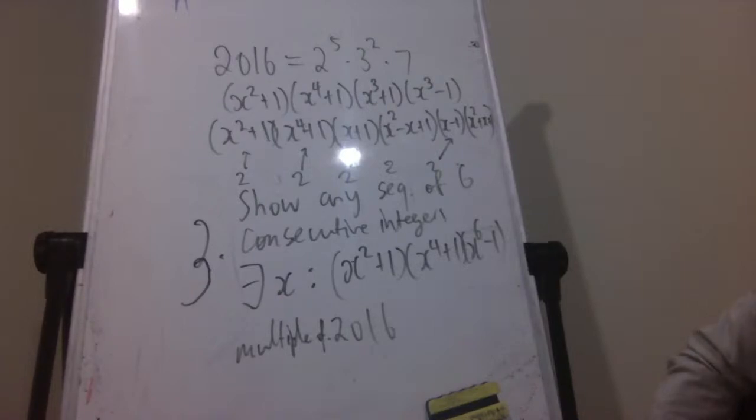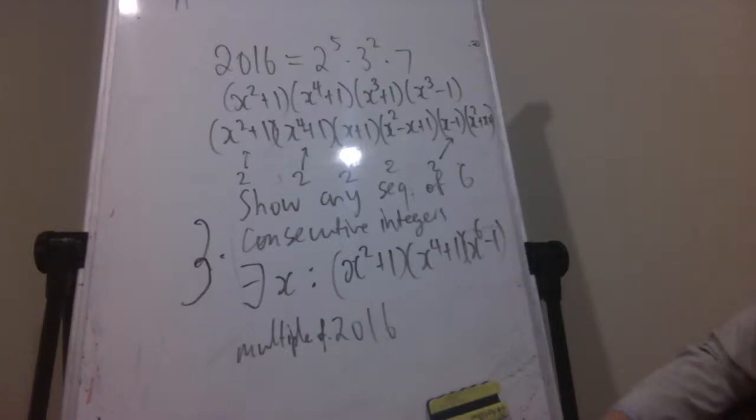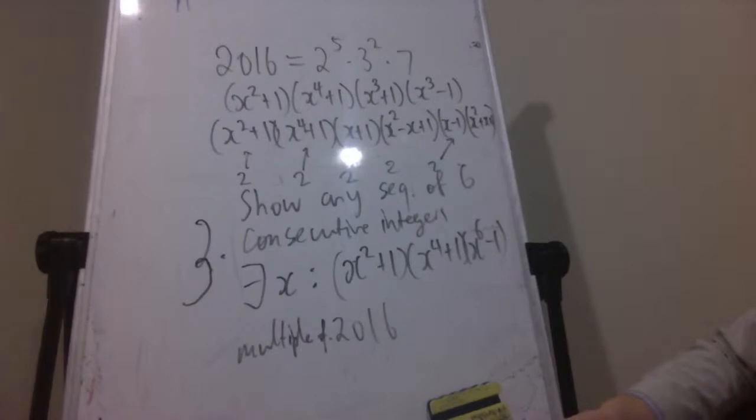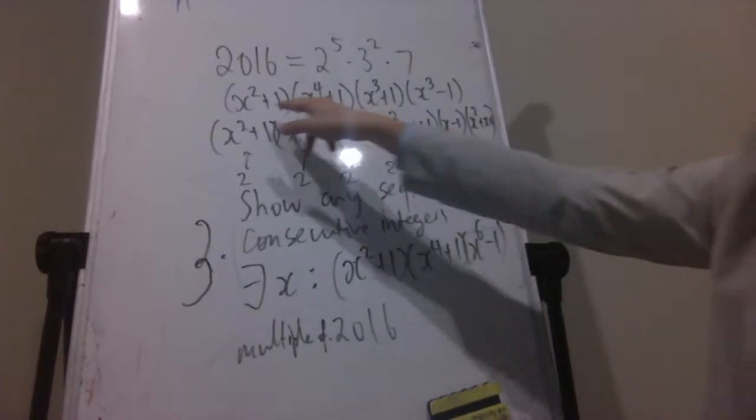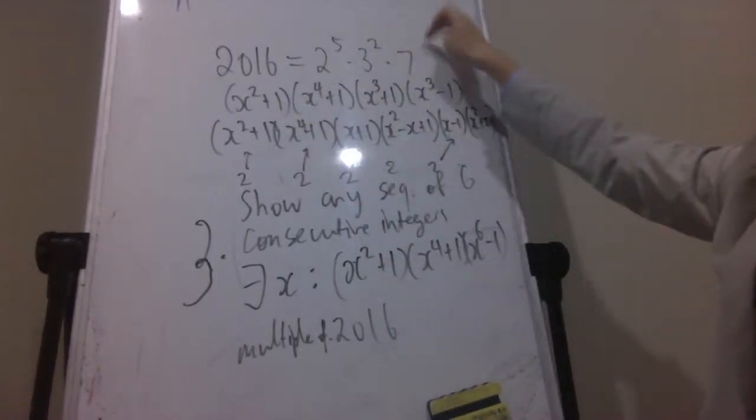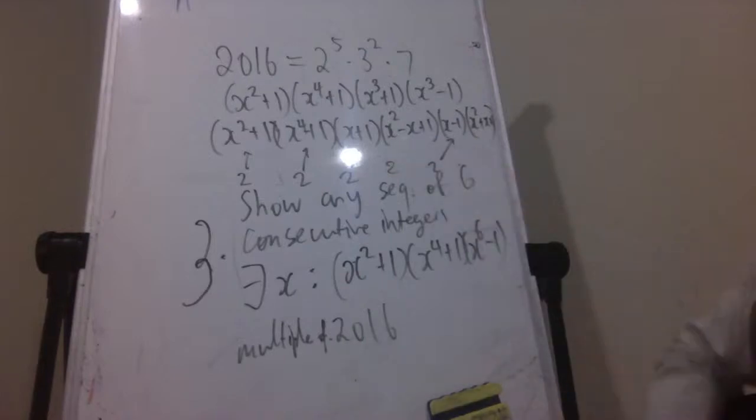I don't know. I can go and check. Basically we reduced the problem to showing any 6 consecutive numbers. We need to pick an odd number for which these are divisible by 3 squared and 7. We already know it's divisible by 32.